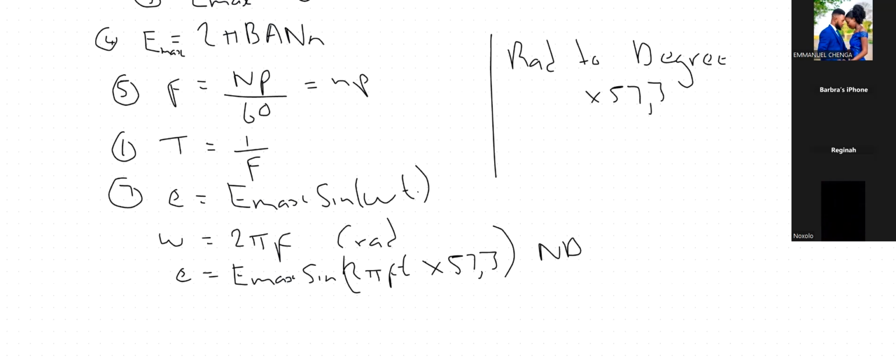Okay, so it's the same thing with i. I can have it to be i equals I max sine, open bracket, 2πft multiplied by 57.3.